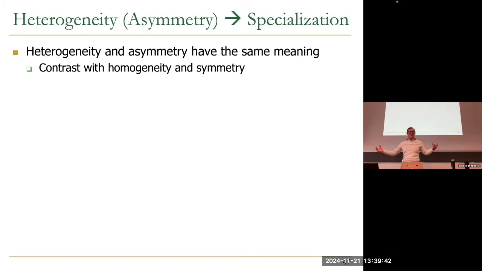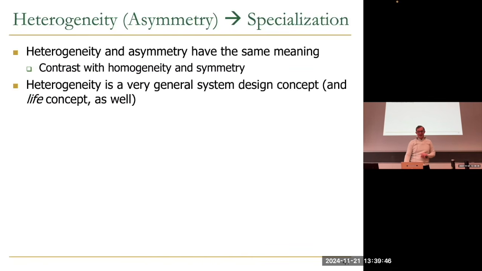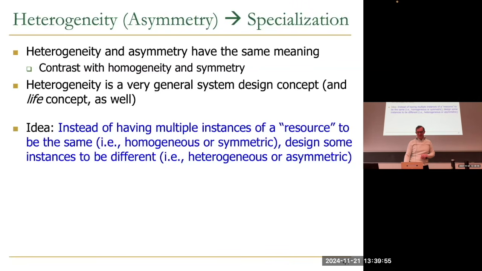So contrast heterogeneity with homogeneity and symmetry. Essentially, homogeneous means everything is the same, right? Symmetric means everything looks alike, right? This is really a system design concept, a very general one, like a lot of the concepts we've been discussing in this course, and also a life concept as well.